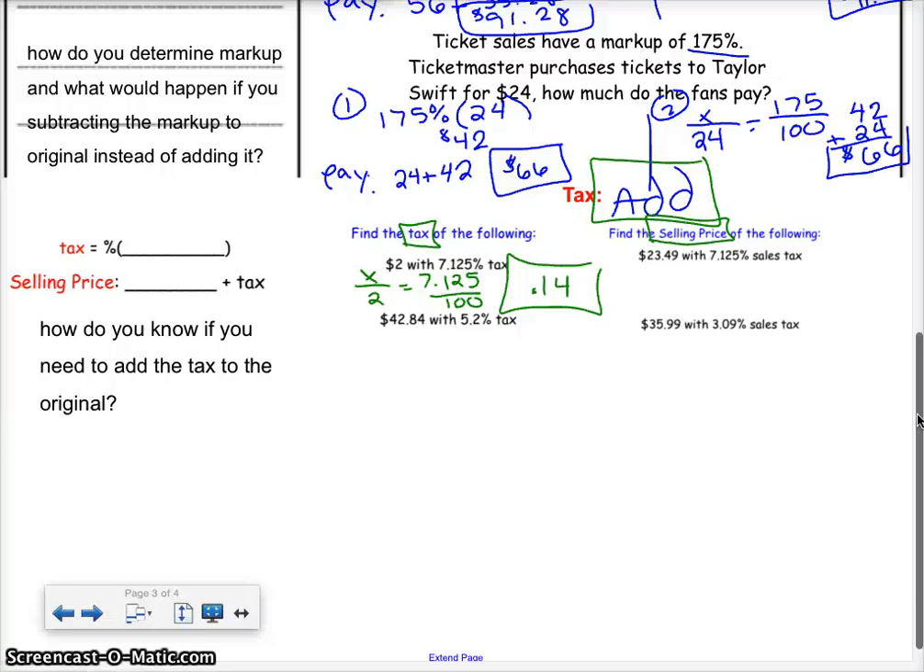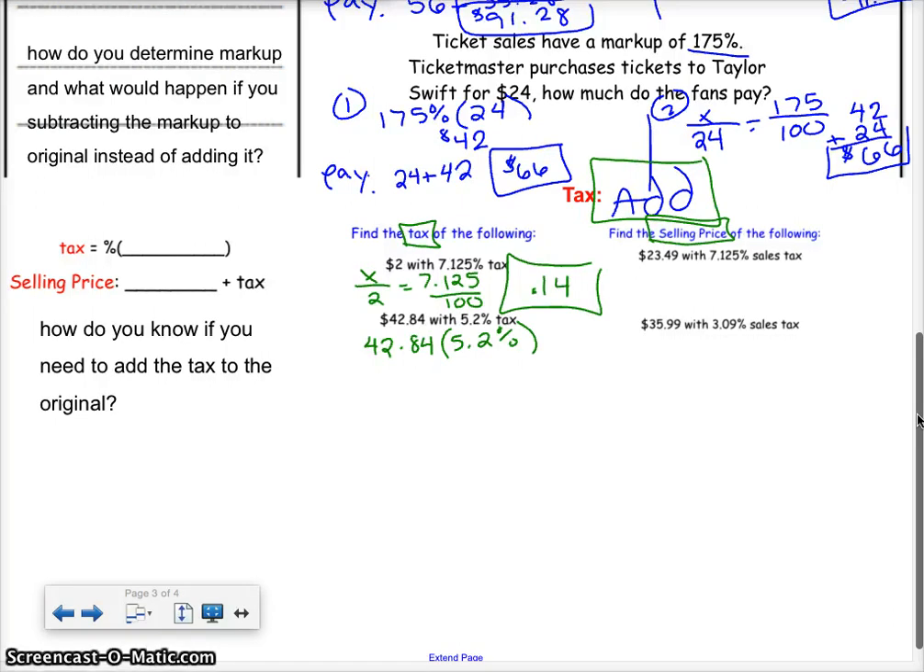Now let's say that we get a $42.84 purchase and you have a 5.2% tax. I'm going to flip my strategy here just to show you that you can do any strategy. Instead of a proportion, I'm going to do percent times amount. Okay? So 42.84 times 5.2%. Notice I flipped it too. It doesn't matter. Multiplication is commutative. It doesn't matter which one I put first.